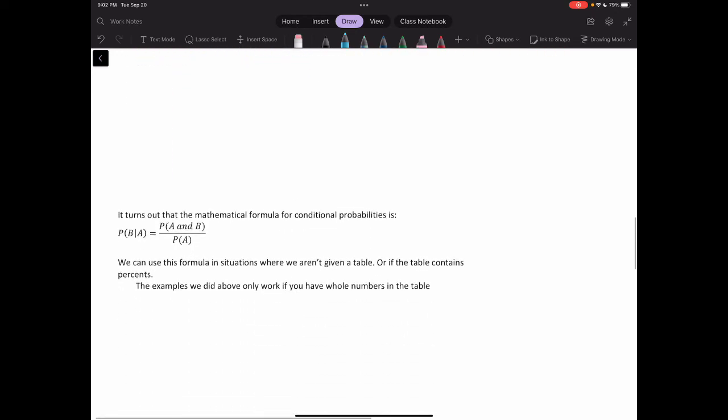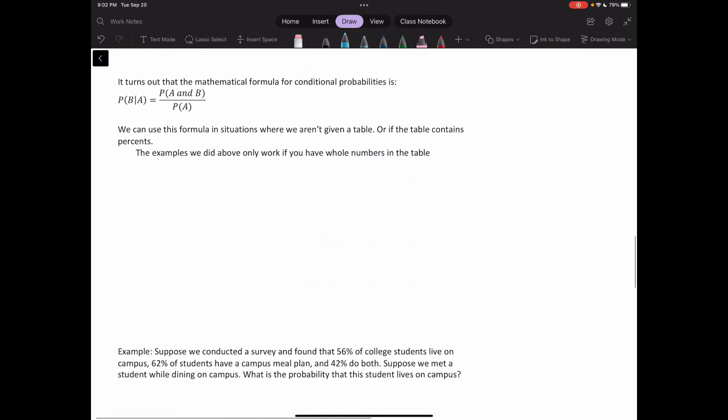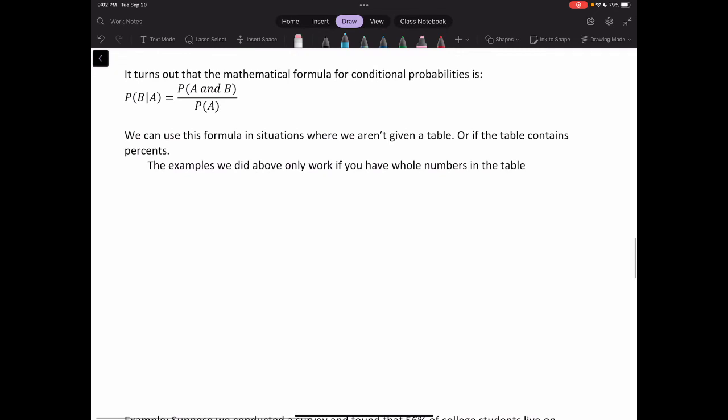All right, a few more examples here. So it turns out that there is a mathematical formula to determine conditional probabilities. And we could have used this up before, but I think it's just easier to pick out the whole numbers from the table. But it turns out that the probability of B given A is equal to the probability of A and B divided by the probability of A. What we have to do is use this formula in situations where we're not given a table, or if we are given a table, the table doesn't have whole numbers and it has percents. Like maybe they already have the 20% and so on. So in that case, you have to use this formula.